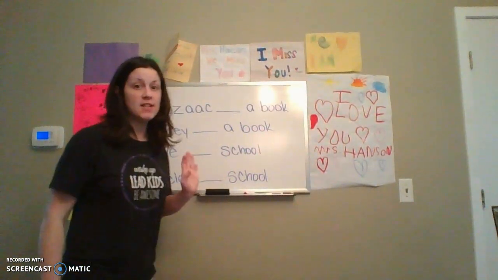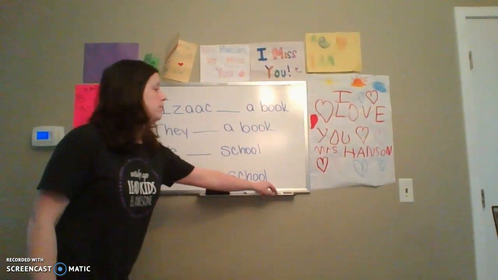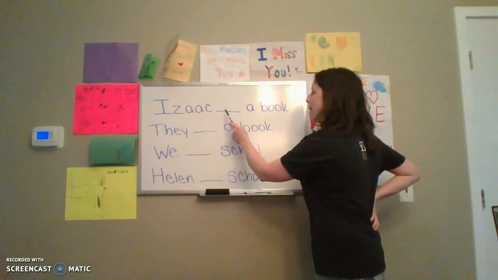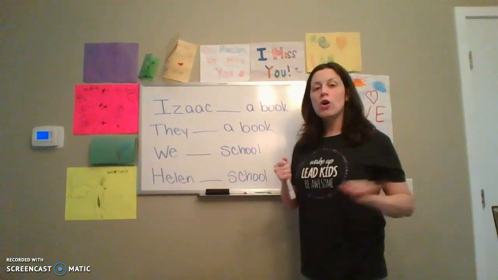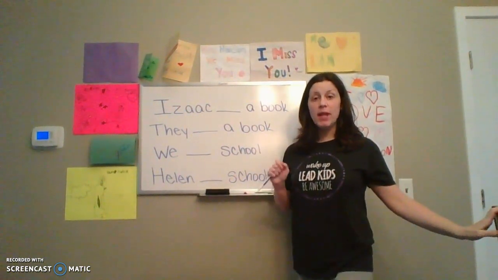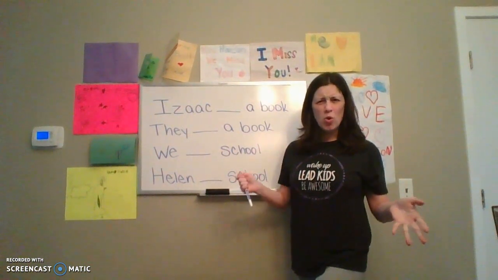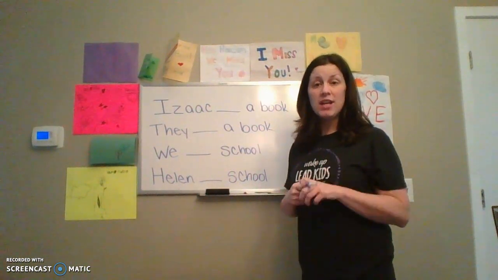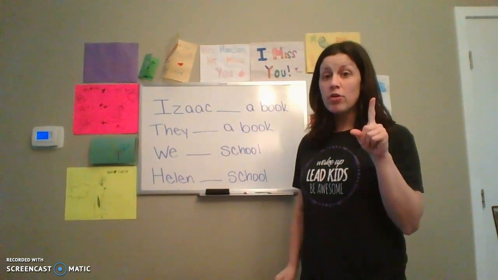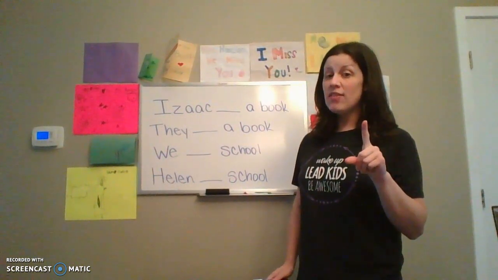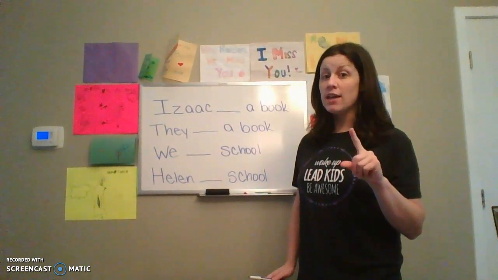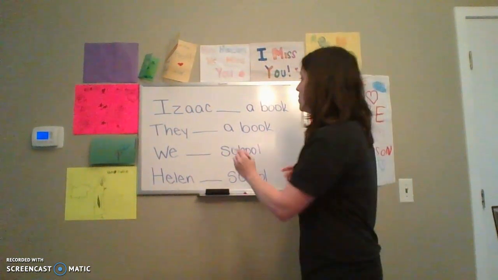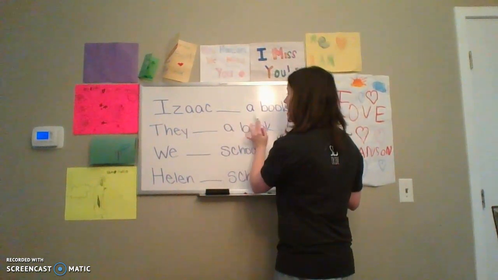All right, so I wrote 4 sentences out. Let's go on this side. Okay, so I have Isaac blank a book. So if I were going to say Isaac blank a book, what would I have Isaac do? What is a verb that is something you can do with a book? Read, right? So since Isaac is one person, do I add an S on the end of read, or do I keep read the way it is? Remember, one person, add the S, right? So I would say Isaac reads a book.